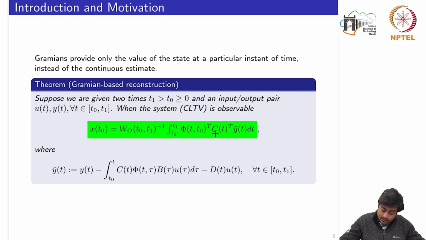C is already known to us and y tilde is basically computed by this. So here if you see, we can directly compute y tilde because we have the knowledge of all the matrices and the signals. So this formula was written in the time variant case, but you can also compute this for the time invariant case, right?